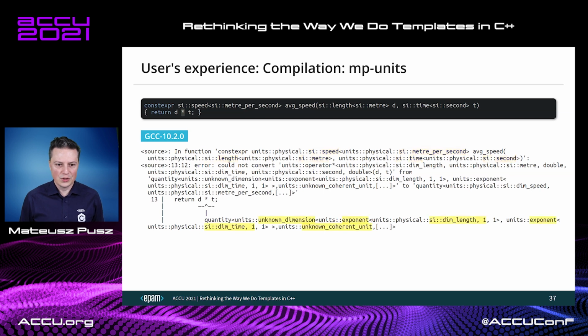Also notice what is the type produced by this invalid multiplication. This is also quite a short one, saying this is an unknown dimension where the exponent list contains length in exponent 1 and time in exponent 1. So this is not speed. Speed would have exponent -1 for time, right? But if it has 1, it's an unknown dimension. It's something that was not defined in the library. And there is also information about the unit, that it is an unknown coherent unit of this dimension. So you can more easily reason about what happens here, what is the source of the error.